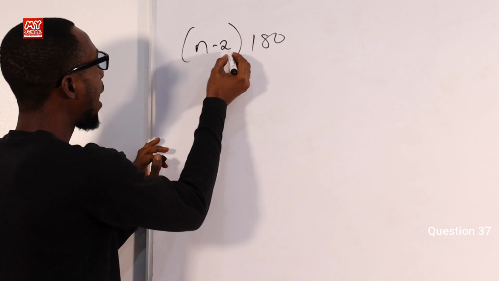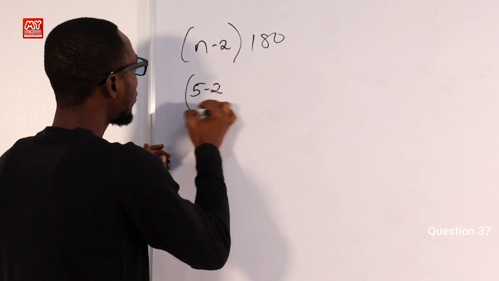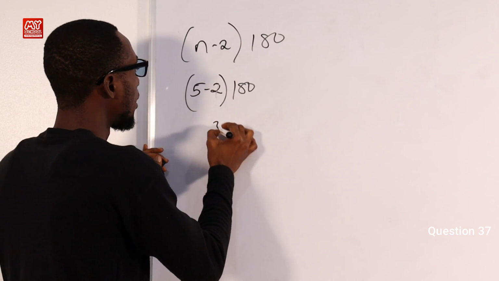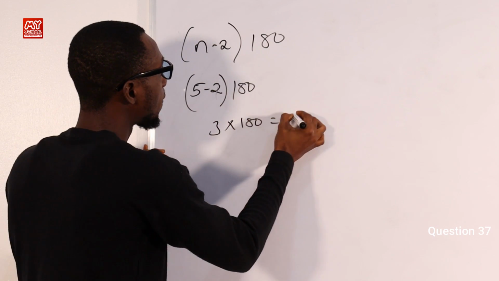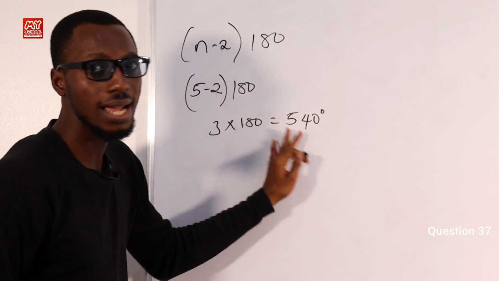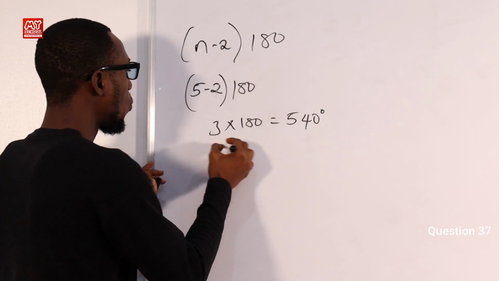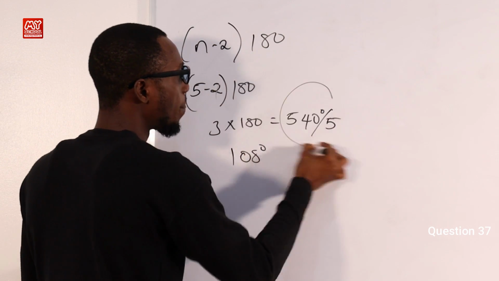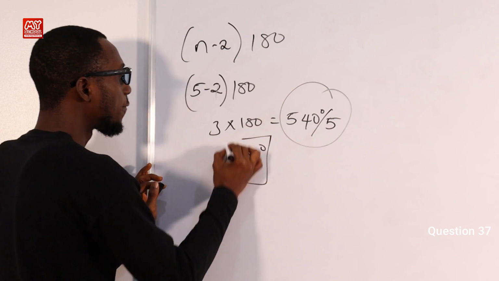So that will be 5 minus 2, into brackets 180. Okay, 5 minus 2, that is 3. 3 times 180, that is 540. Okay. That means since we have 5 sides, each interior angle is 108 degrees if we divide this by 5 for a pentagon. So that is not where we are heading for.